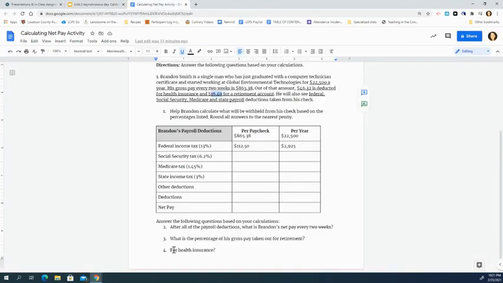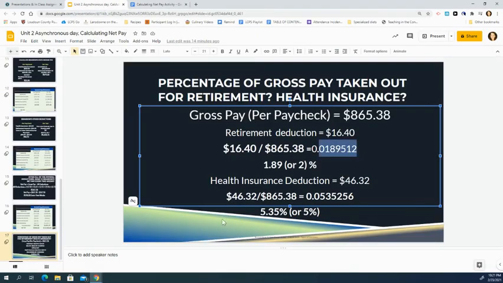The last question asks, what is the percentage of his gross pay for health insurance? So same thing. He paid $46.32 for his health insurance. So $46.32 divided by 865.38 is a decimal of 0.0535. So if we move the decimal point over 2 spots, that gets us to 5.35%, or 5% for his health insurance that he's paying.